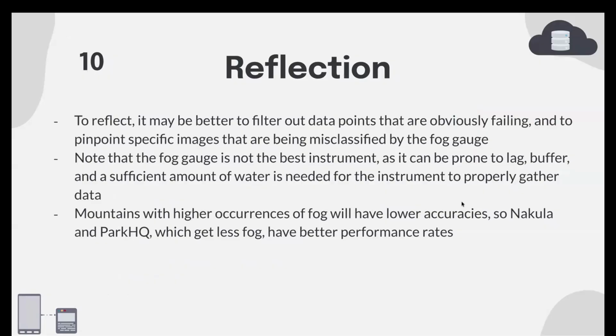So we can go in and take a closer look at some more of these examples and see if there's a pattern. And then we can note that the fog gauge isn't the best instrument since, as learned from Joel, it can be prone to lag and buffering, and since the way the fog gauge works, there has to be a sufficient amount of water in the instrument in order to properly gather data. And also, mountains with higher occurrences of fog will have lower accuracies. So Nakula and Park HQ, which both get less fog, will have better performance rates than Ka'ala.